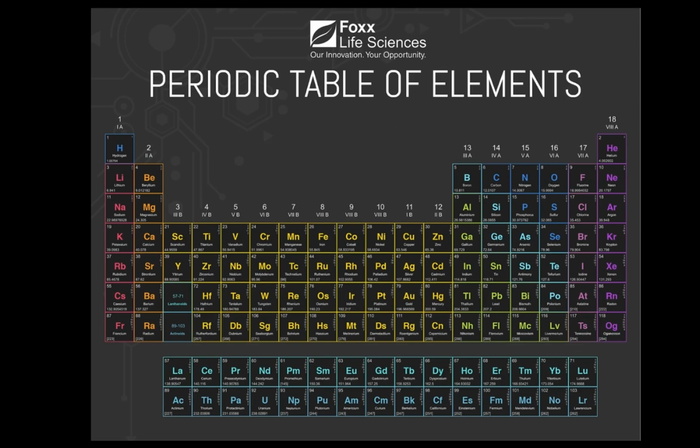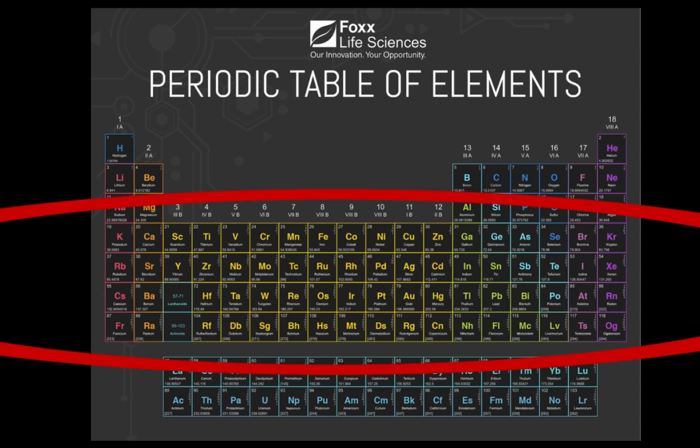The horizontal rows are called periods. There are 7 of them in the periodic table. Elements in the same period have the same number of electron shells, so the rows tell us something about the atom structure.